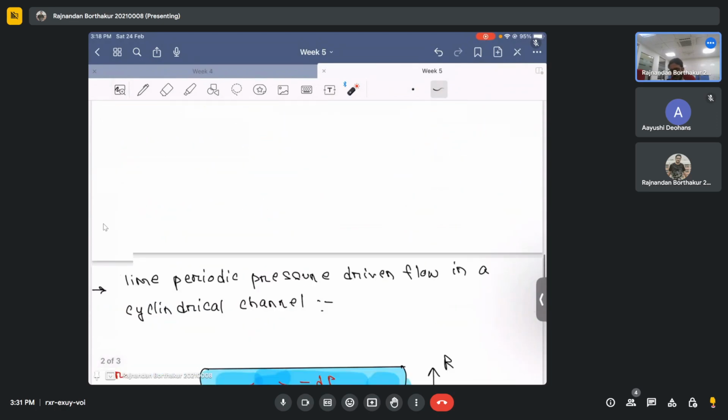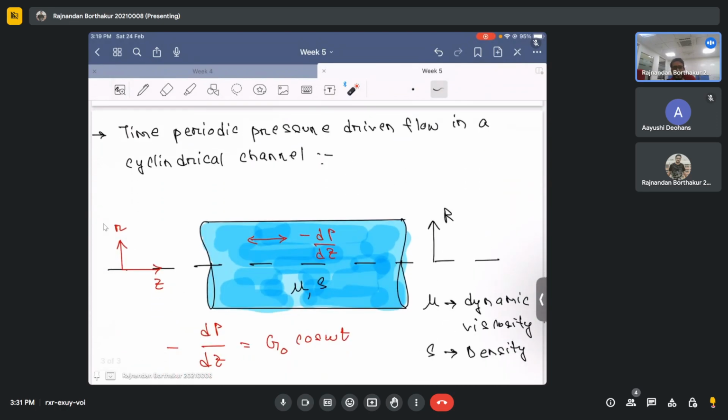Now we will solve a similar problem, which is the time periodic pressure driven flow in a cylindrical channel. I will describe the problem first. But before that, if you have any doubts regarding this week's session, the lecture sessions of the previous weeks, and the interactive session, I'll wait here for 2-3 minutes. You can put forward your doubt, or we will begin in maybe 3, 4, or 5 minutes with this problem.